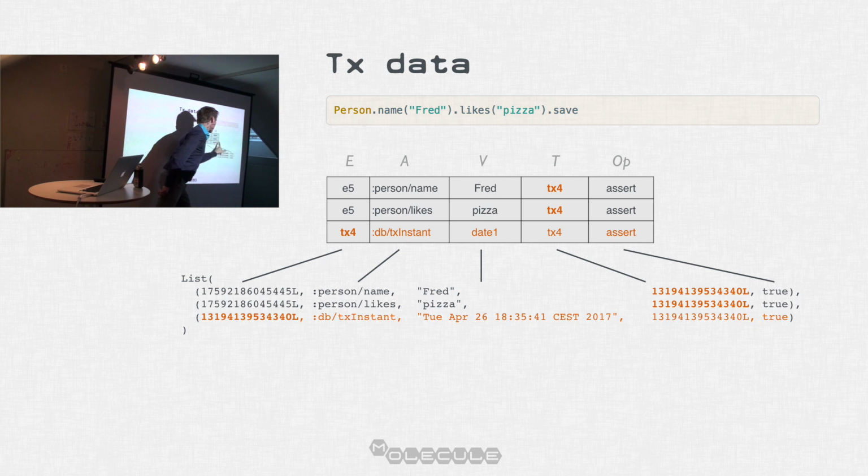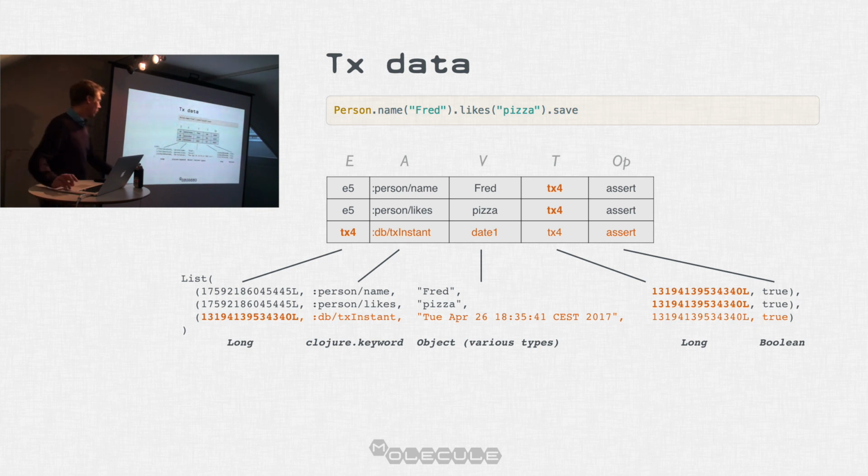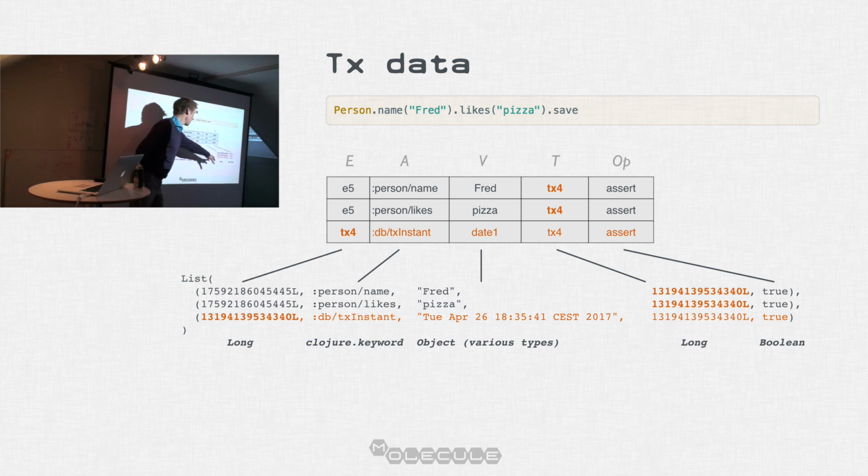And then they're asserted, which is like an operation. That's just a boolean in the database. It's just true, which is asserted, and false if it's retracted. So you have a long, and then this is a Clojure keyword, and various types, and a long and a boolean.